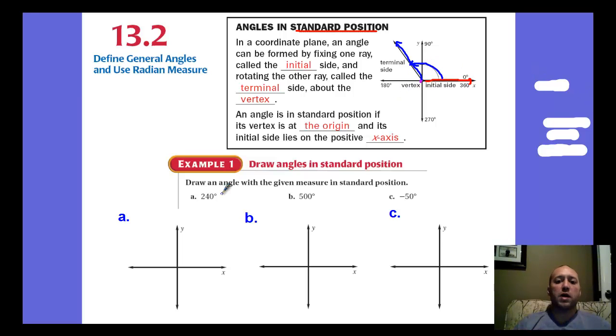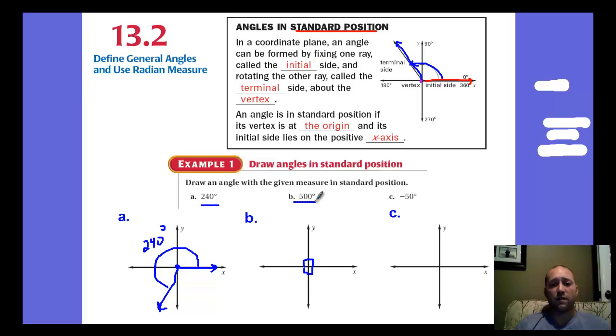So we're going to draw some angles in standard position. So 240. Initial is going to be on the x-axis. For 240, we go counterclockwise. This is going to be 90, 180 to here, and then 270 would be the next quadrant. So we're not to 270. I'm going to stop and call that 240.